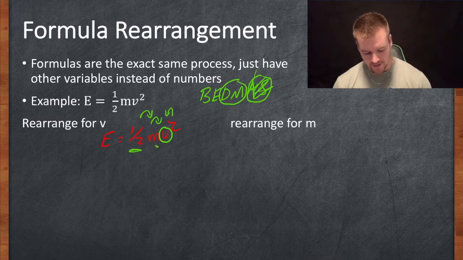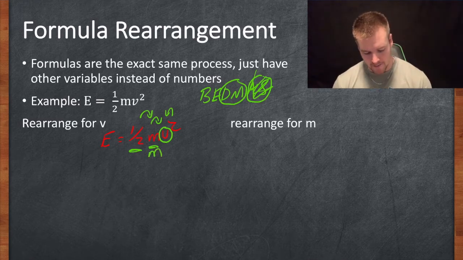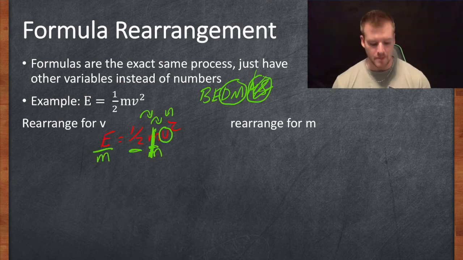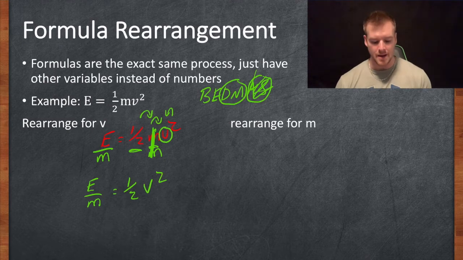The half and the m are both being multiplied to v. So we need to undo both of those. All right, I'm going to start with the m because it's right next to it. So m times v, how do I undo that? I'm going to divide by m, and it's going to cancel. So I'm going to divide both sides by m. I'm going to write what I have so far. E over m is equal to half v squared. All right, so I moved the m over.